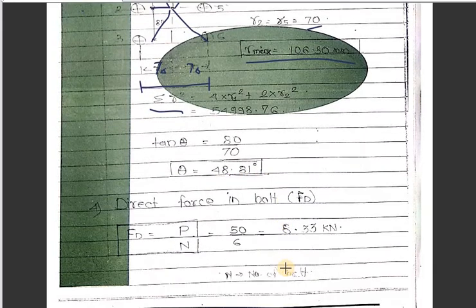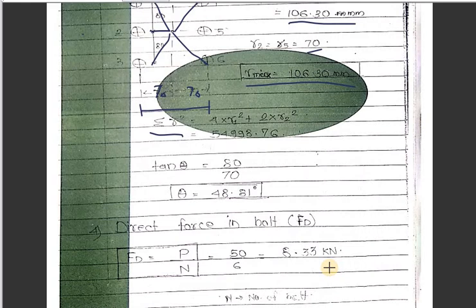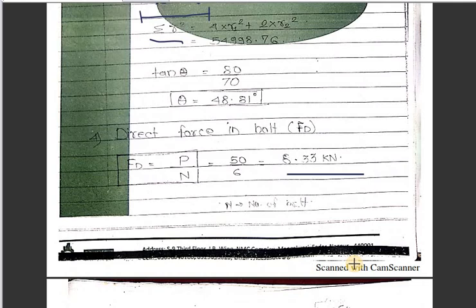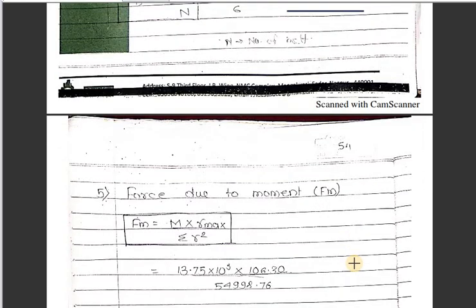Then how to find out the direct force in the bolt? What is the formula? Each bolt takes a share of the load. So FD is the force taken by each bolt. The total force in this problem has been given as 50, and the number of bolts is 6. So 50 divided by 6, that means the load taken by each bolt is 8.33 kilonewtons. So it is P upon the number of bolts.